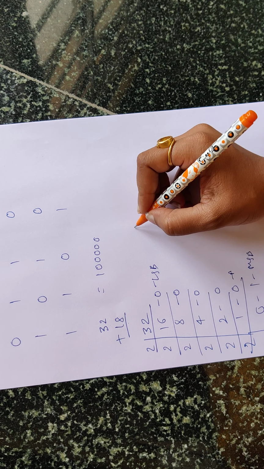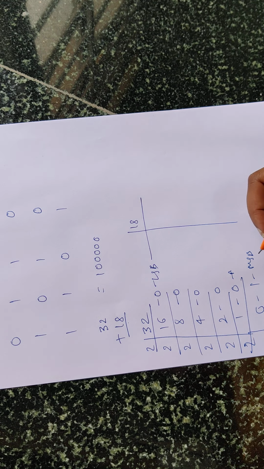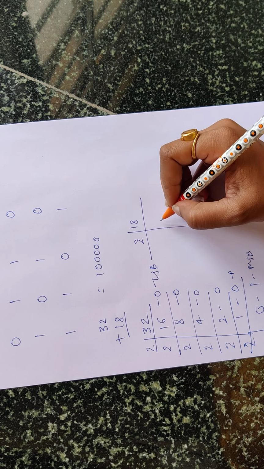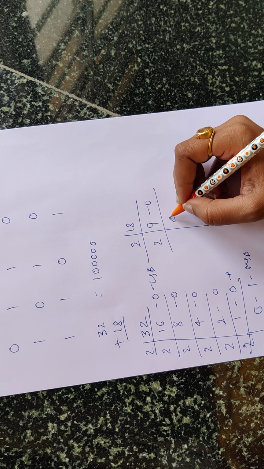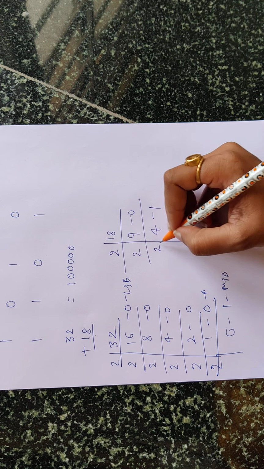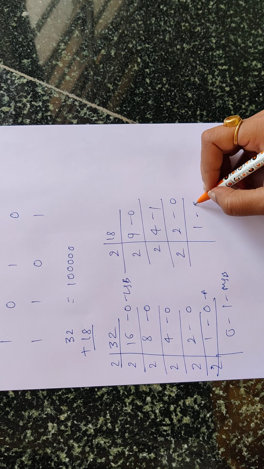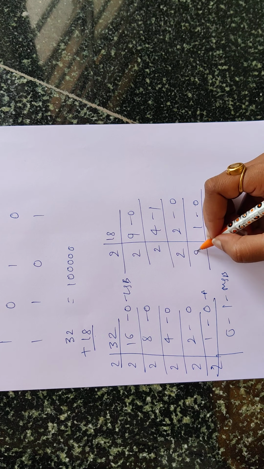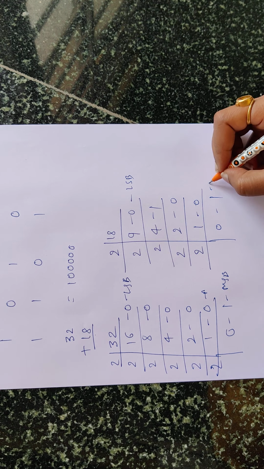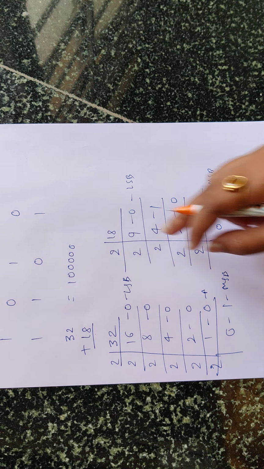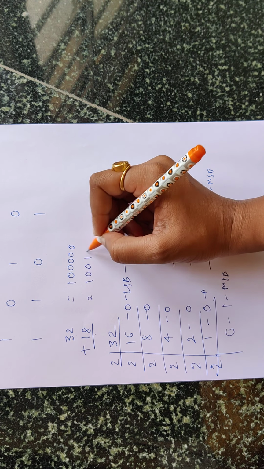Next is 18. Divide it by 2 again to get the equivalent binary number. 2 9s are 18, remainder 0. 2 4s are 8, remainder 1. 2 2s are 4, remainder 0. 2 1s are 2, remainder 0. 2 0s are 0, remainder 1. This is the LSB and this is the MSB, so the equivalent of 18 is 1 0 0 1 0.